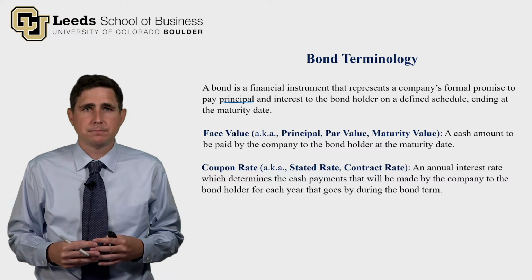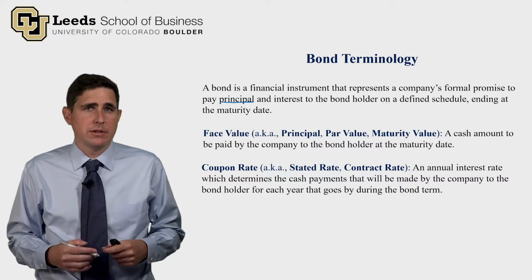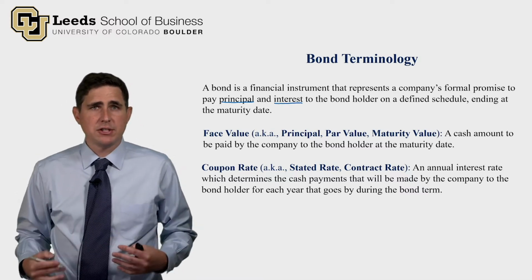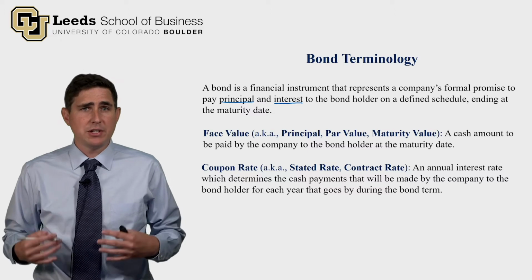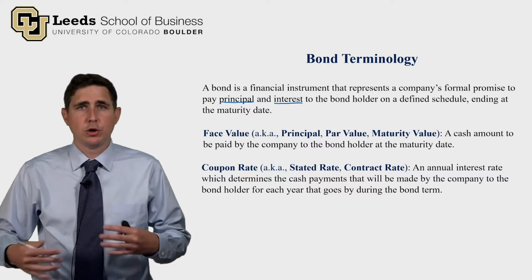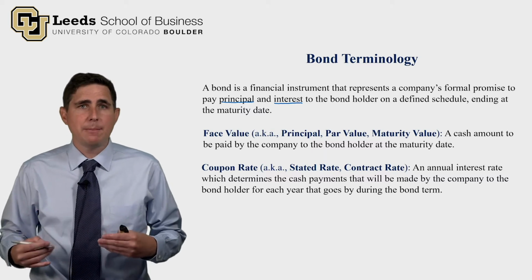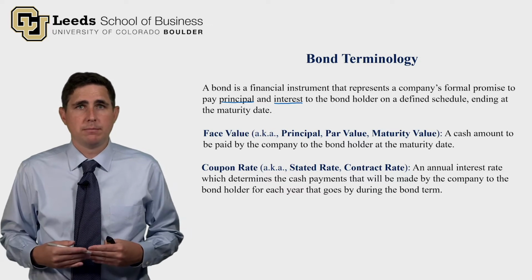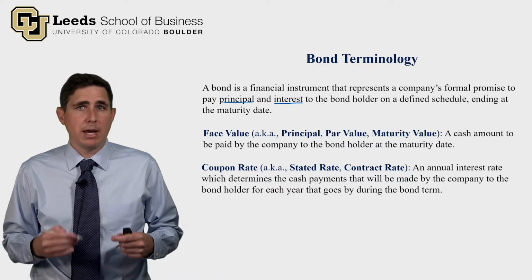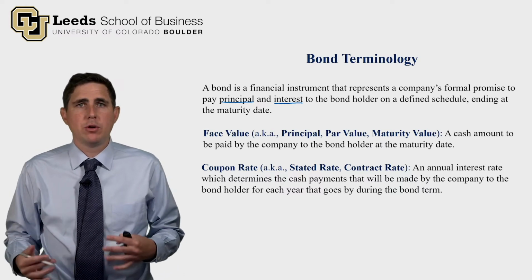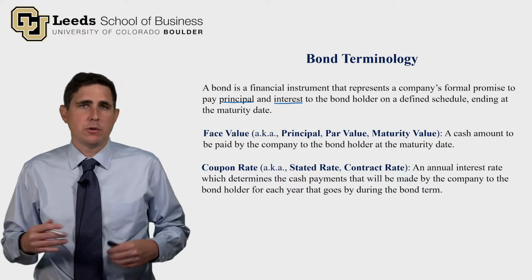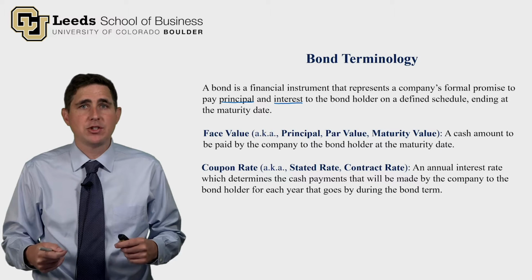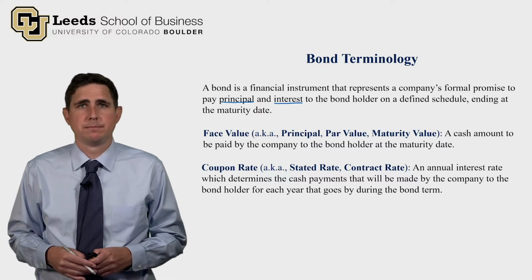term, the maturity date. The coupon rate is also known as the stated rate or the contract rate, and that determines the interest that an investor in the bond will receive. So an investor in the bond will receive coupon payments during the term of the bond. And the coupon payments are based on the coupon rate, which is stated usually in terms of an annual interest rate, and it determines the cash payments that will be made by the company to the bondholder for each year that goes by during the bond's term. So these are the aspects of a bond that investors are very interested in. They want to know how much cash they'll be receiving if they invest in this bond.